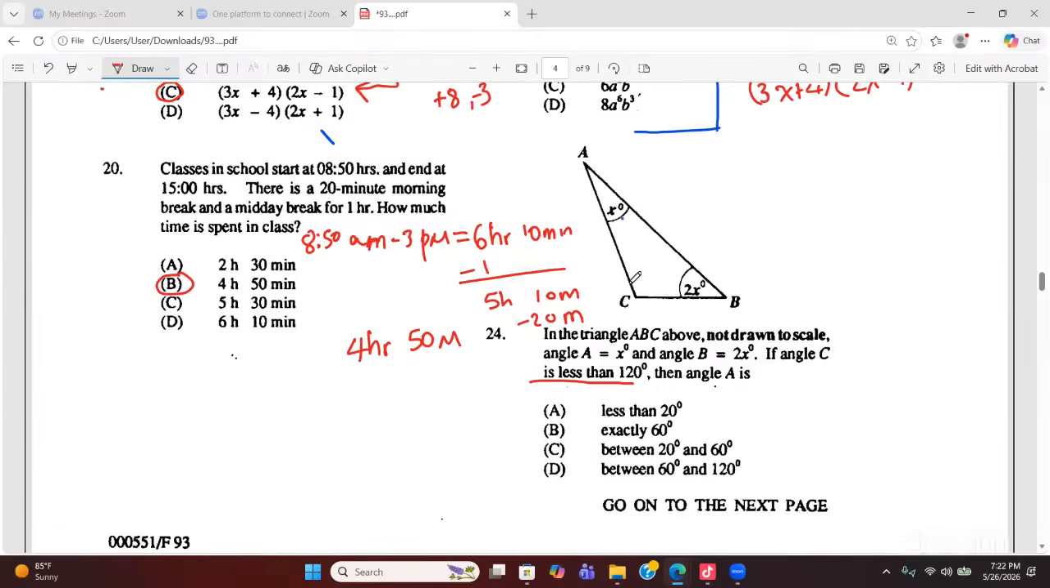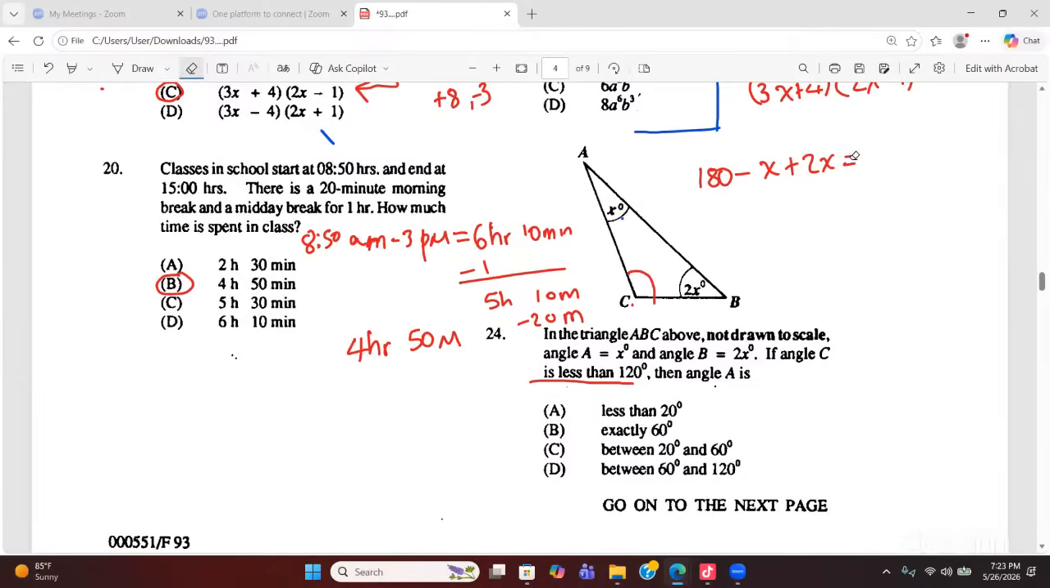So you should understand that to find that angle, you will add and take from 180. So in other words then, 180 minus X plus 2X will give me this C. But guess what? We're not going to put equal in. Let me tell you why, because they did say it's less than 120.